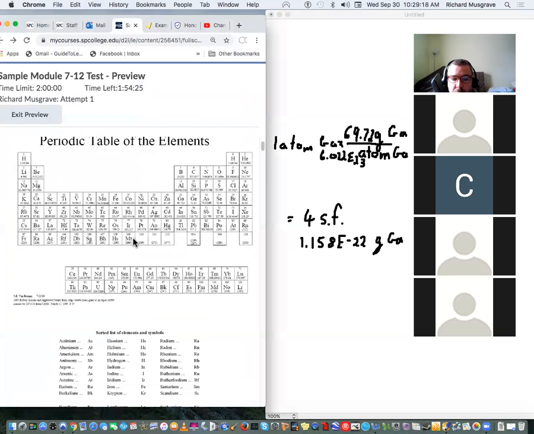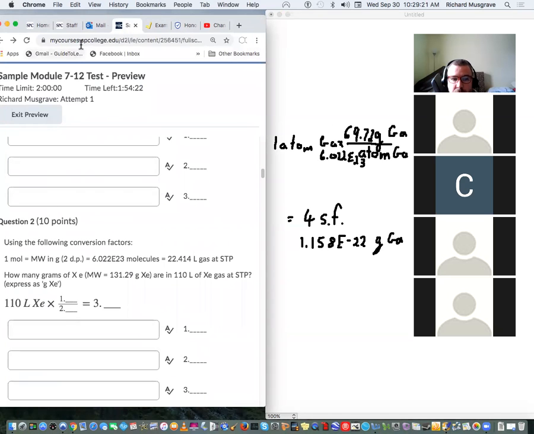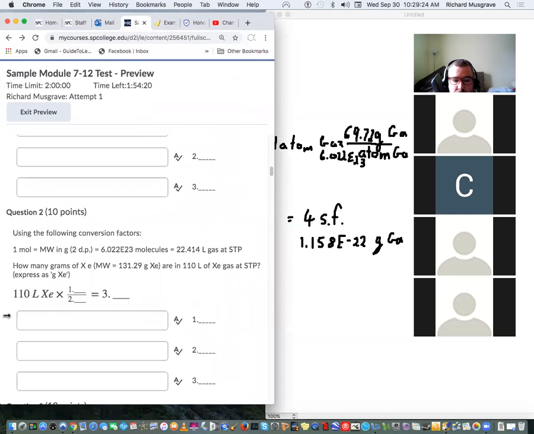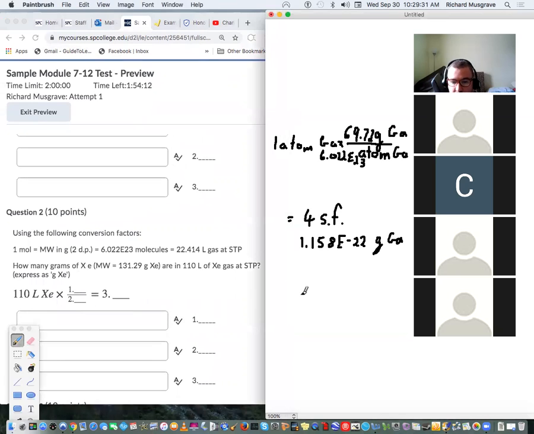Okay. Now the next question here, let's see, is question 2. Okay, we've got 110 liters of Xe, and we're looking for the grams of Xe. So again, I would do the same thing. I'll do 110 liters of Xe, then times. Now I want grams of Xe, so notice my technique here, how you can have a scrap sheet of paper on the test. Notice how I'm writing out the units first, and then I put the numbers in at the end.